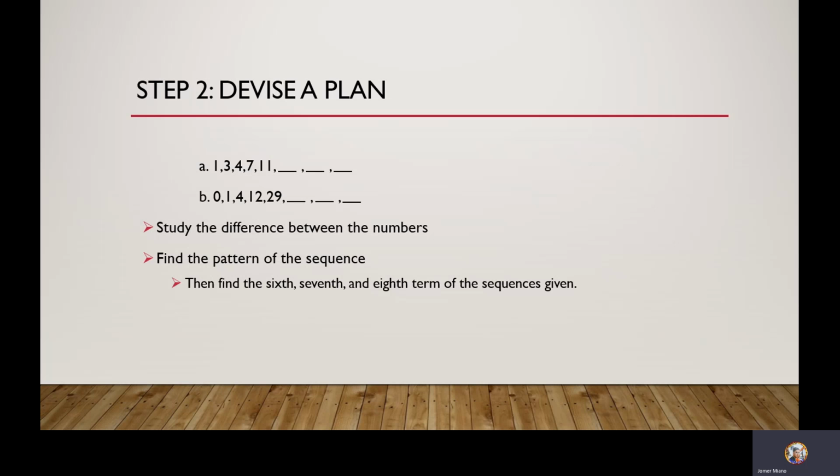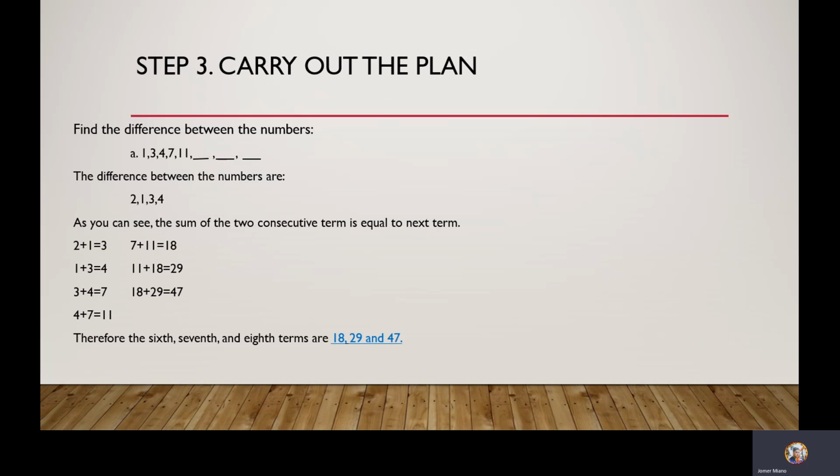Step 2, devise a plan. So, yung plano natin is, first, study the difference between the numbers. Then, second, find the pattern of the sequence. Then, find the 6th, 7th, and 8th term of the sequences given. Step 3, carry out the plan.